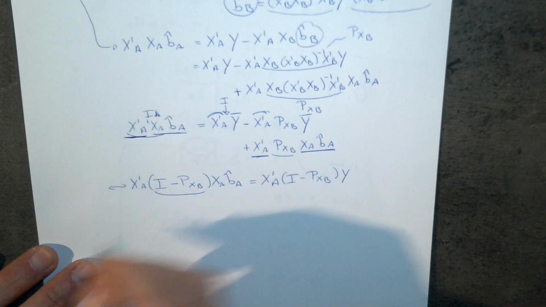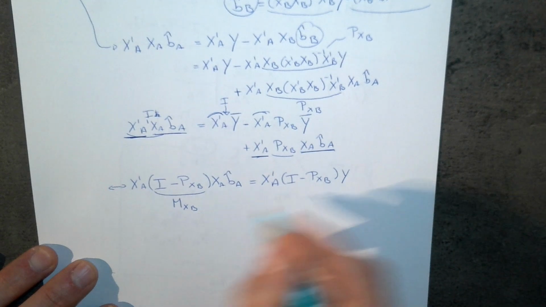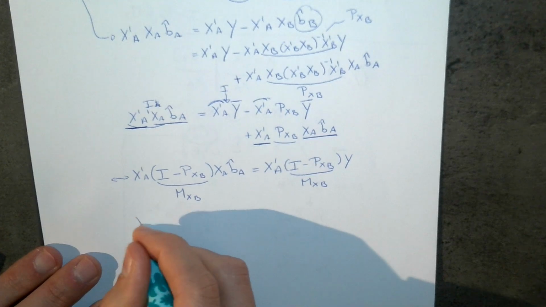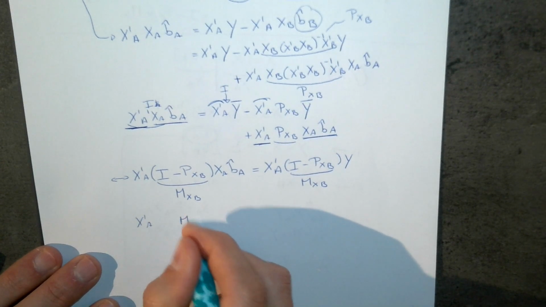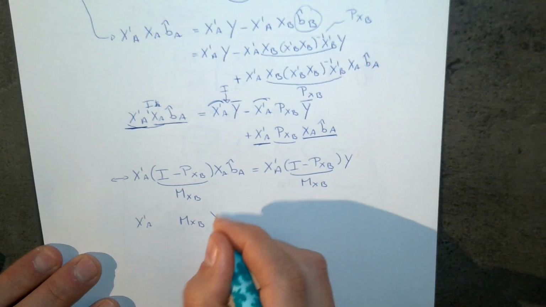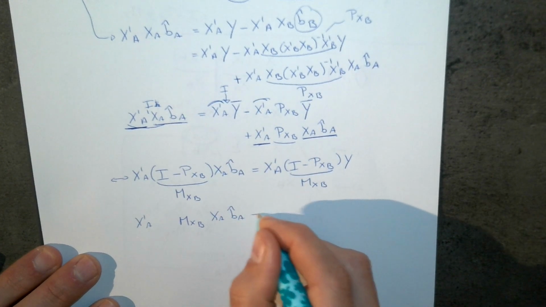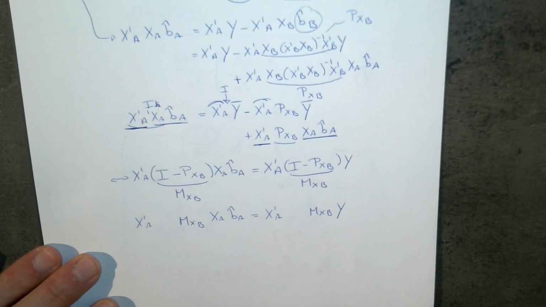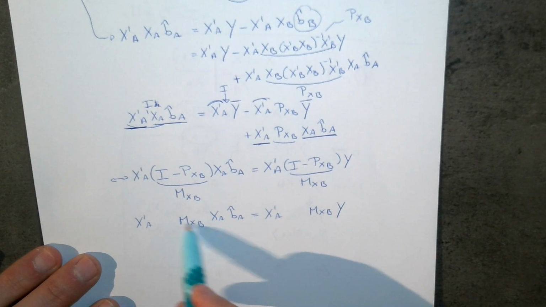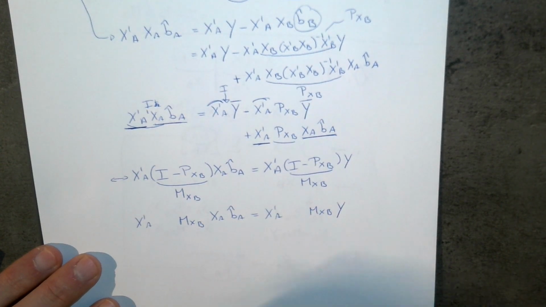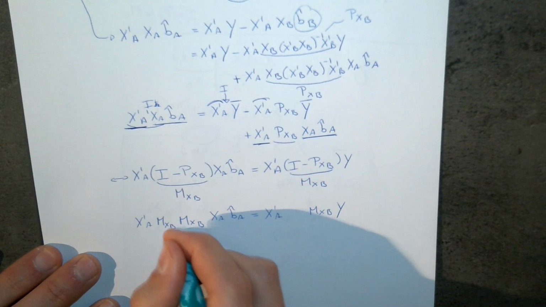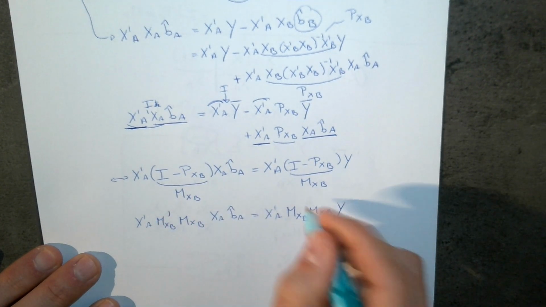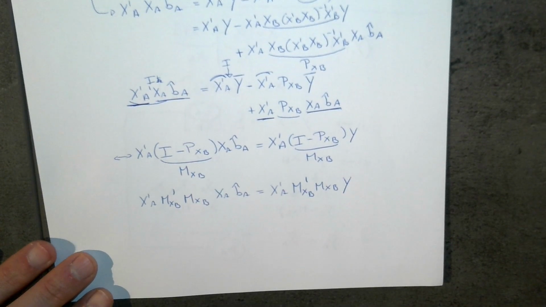And here I minus pxb, that's just the residual matrix mxb. So I get x prime a mxb x a b hat a is equal to x prime a mxb y. I left a little bit of room because mxb is idempotent, so it's equal to mxb times mxb. So I can just multiply this by mxb without changing anything, and then I can take the transpose of both of these also without changing anything.